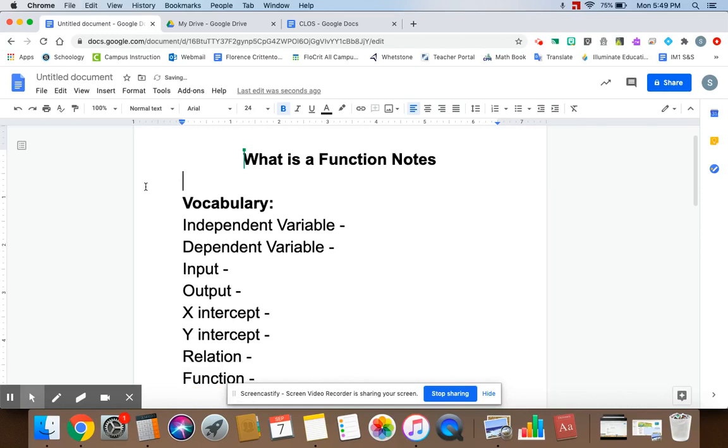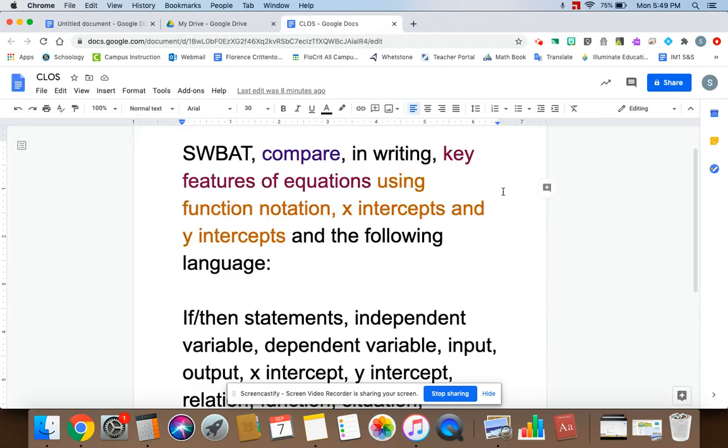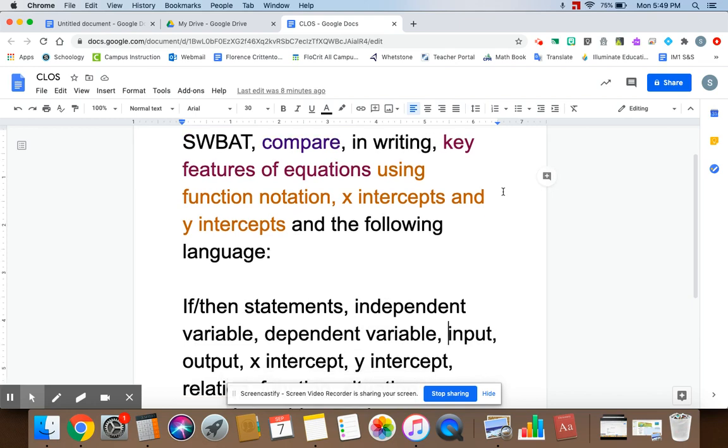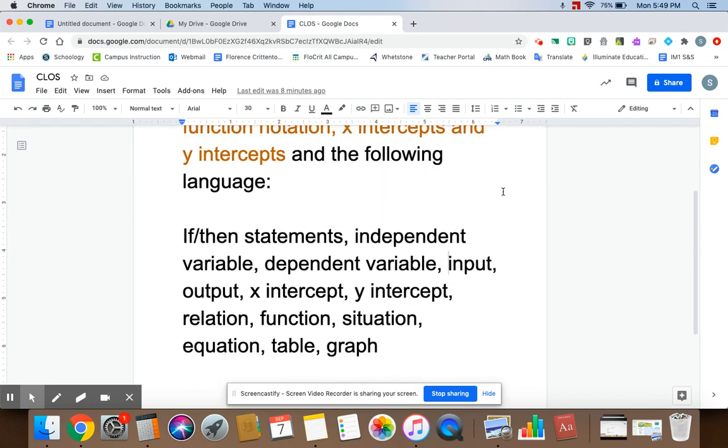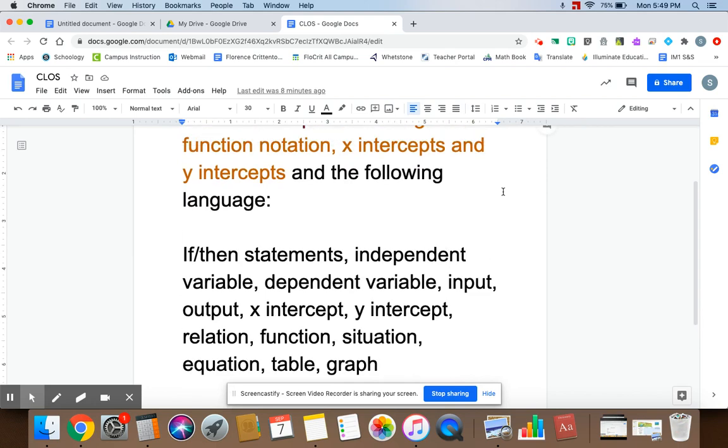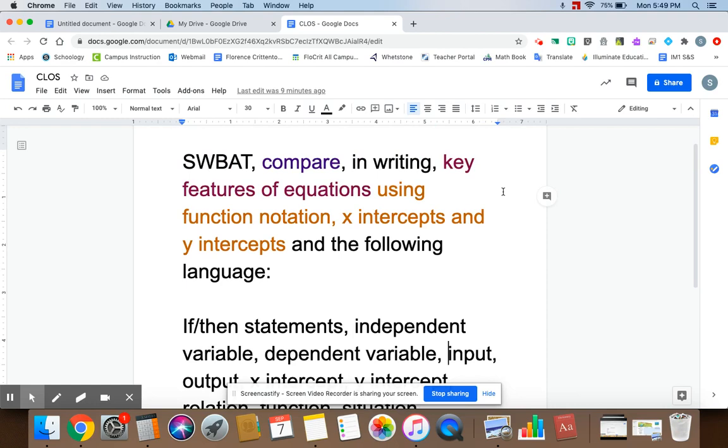So to begin, I'm going to go ahead and let you read the CLO for the part we're going to focus on today. So today in this lesson, our CLO is that students will be able to compare in writing key features of equations using function notation, x-intercepts, and y-intercepts, and the following language: if-then statements, independent variable, dependent variable, input, output, x-intercept, y-intercept, relation, function, situation, equation, table, and graph. So go ahead, in your own words, tell me what you think we're going to work on today.